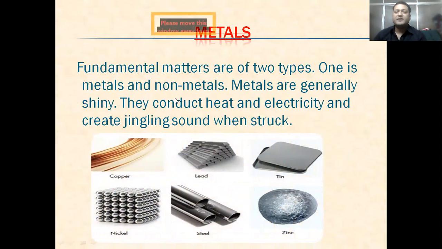Now, metals. Fundamental matters are of two types. One is metals, another is non-metals. Metals are generally shiny. They conduct heat and electricity and create a jingling sound when struck. Just see, this is copper, lead, tin, nickel, steel, and zinc. So these are all good examples of metal. Definitely metal is shiny, it glitters, and it jingles if you hit the metals, and easily it can be carved, easily you can give it a shape.